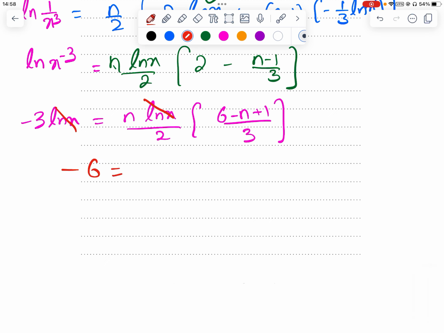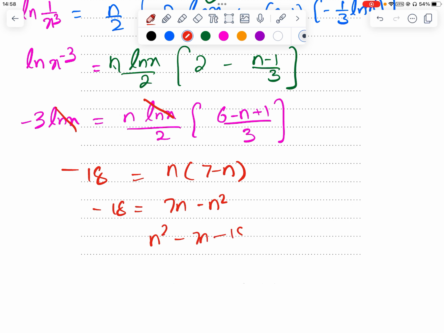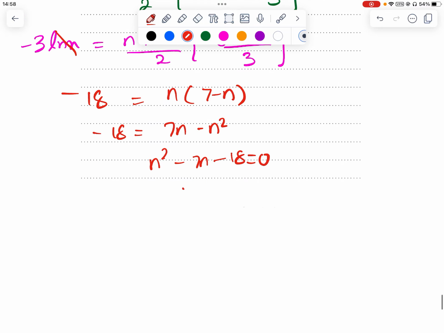Negative 6 times 3 is negative 18, equals n times 7 minus n. So negative 18 equals 7n minus n square. So n square minus 7n minus 18 equals 0. Now we can factorize it: n minus 9 times n plus 2 equals 0. So n equals 9, n equals negative 2. Negative 2 is not possible. So n equals 9 is the answer.